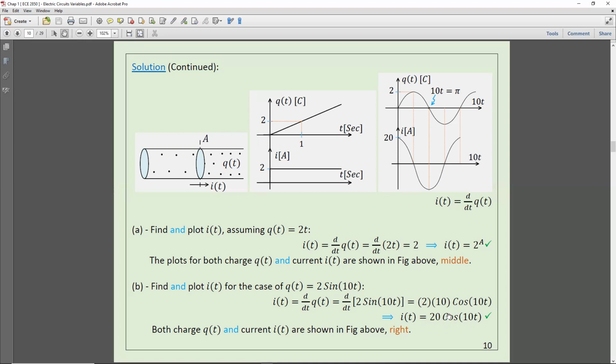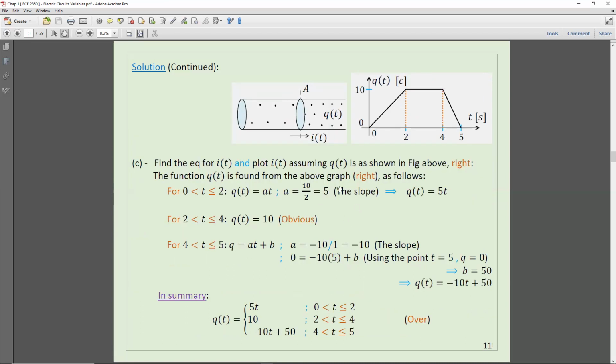So as you see in the figure here, if the charge q of t is sine, we are going to get cosine here, which makes sense simply because the relation between q and I is just differentiation. So if q is this way, I has to be this way. If it is sine, this one becomes cosine. If this one is cosine, this one becomes sine. Differentiation. Okay.